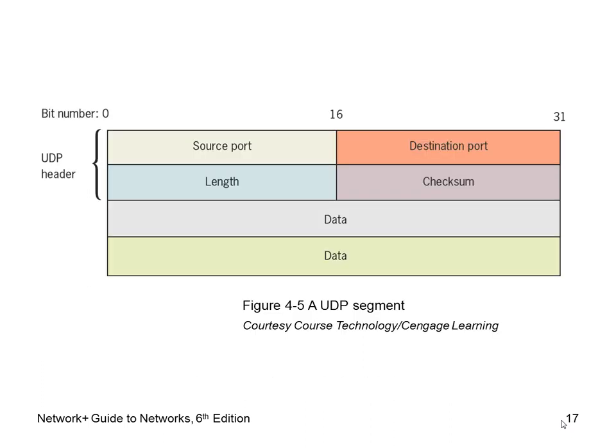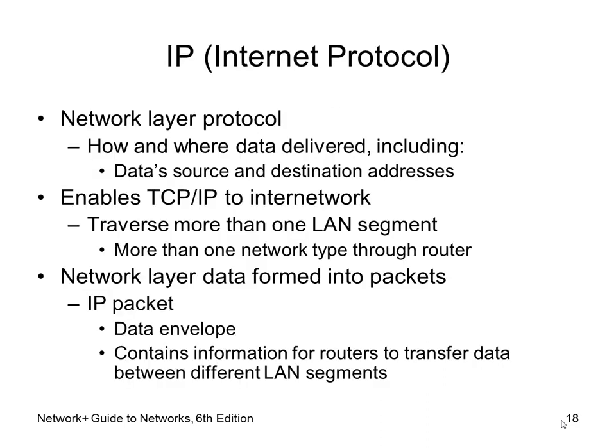All right. The header is a little bit shorter. You've got the source and destination port, the length and the checksum. We still want to know that the packet made it. Then we've got the data. We're missing all the rest of that stuff. We're missing all the flags, the sequence numbers, all that stuff. Okay. All right, IP.